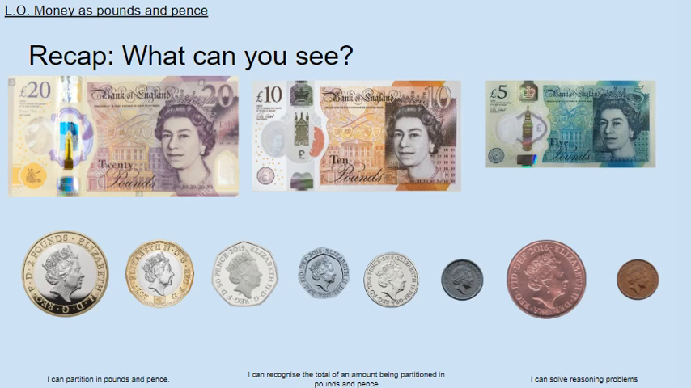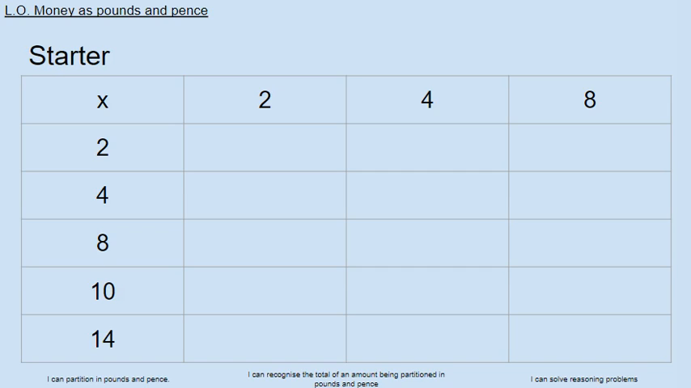Right, the starter. Times table grid. You might want to pause the video now and do the little starter as a warm up. You guys in my class know what to do. You just multiply that by that and put the answer in there, and then that by that and put the answer in there. So pause the video now. I'm going to crack on.